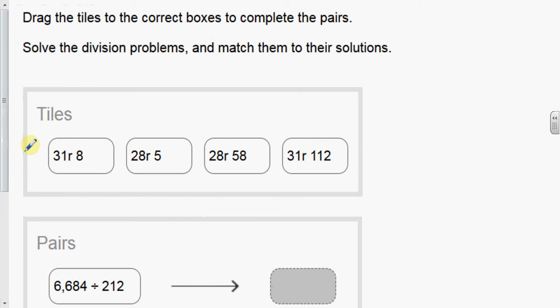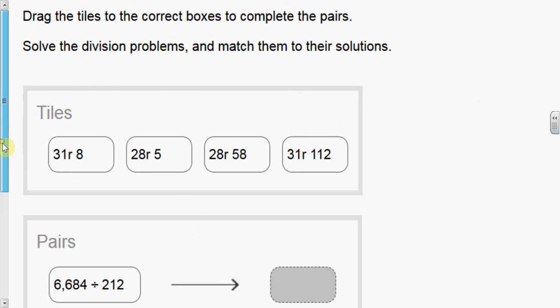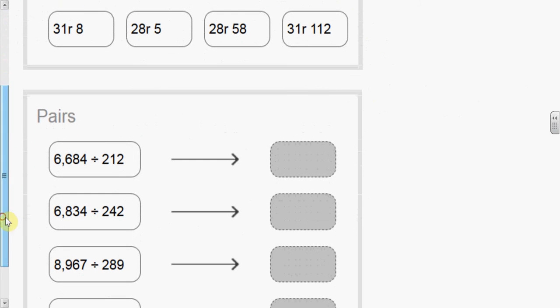Now next, it says solve the division problems and match them to their solutions. So what we're going to do is divide. Use a calculator, and that's good, but the calculator is going to give you a decimal, so we have to actually divide this by hand. So for the first one, that's going to be 212 divided into 6,684. So 212 goes into 6,684 31 times.